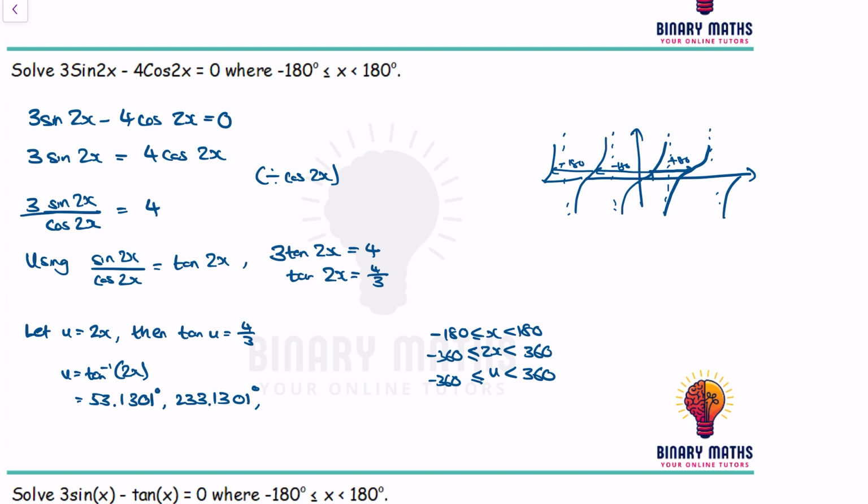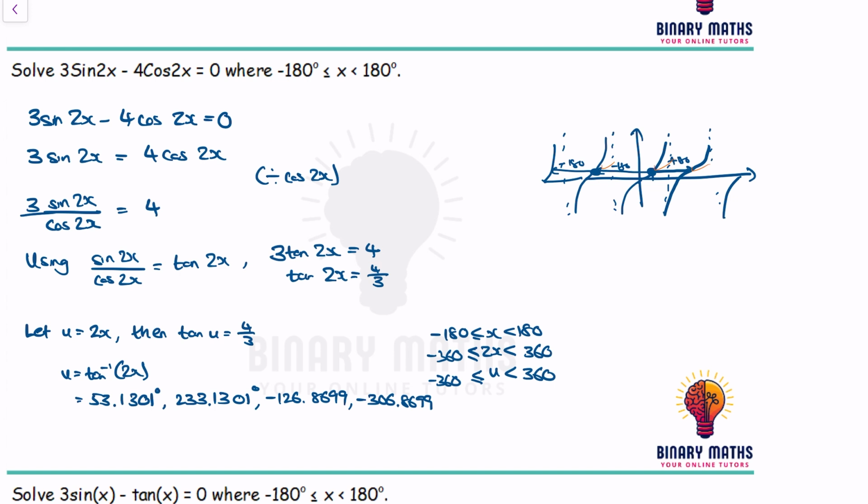If I add 180 to this value, I get a number more than 360. So I need to go back to 53.1301, and then take away 180, which gives me minus 126.8699. And then from this value, I need to take away 180 again. So it means I get minus 306.8699. The next one will be less than minus 360, so I don't need to do any more.